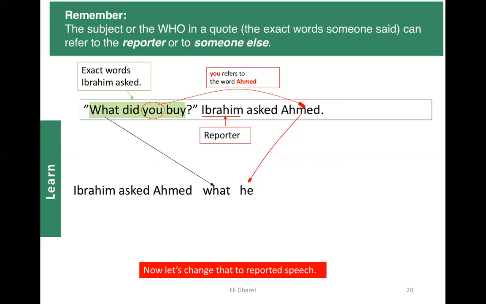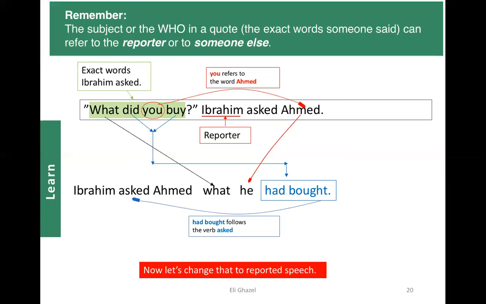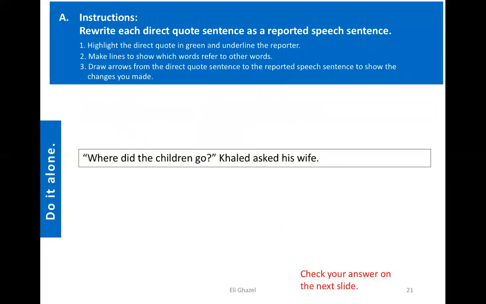He refers to Ahmed. Now, "did buy" is already in the past, and "asked" is in the past. So we have to move the "did buy" or the "buy" into the past perfect like this. It's already in the past, but it comes after "asked", so it has to be changed to the past perfect.